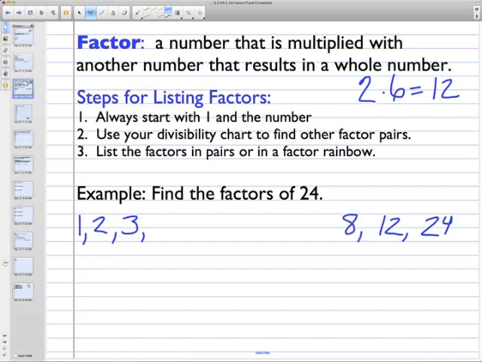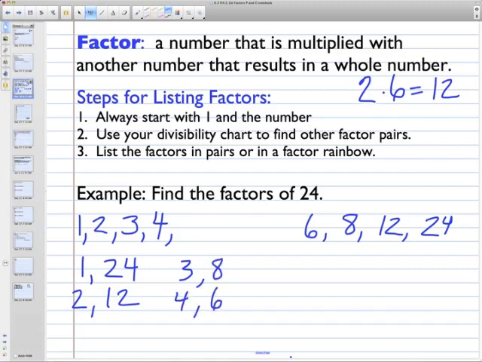24 is divisible by 4, so another factor pair is 4 and 6. Next I test for 5. The number 24 doesn't end in a 0 or a 5, so that doesn't work. And then I'm already back to 6 again. So you can see the factor list of 24. Now you could also list them out like so. I tend to do the factor rainbow because then I can determine if I've checked all the factors accurately.